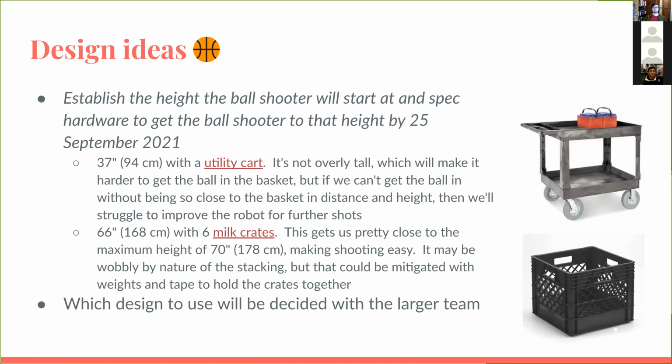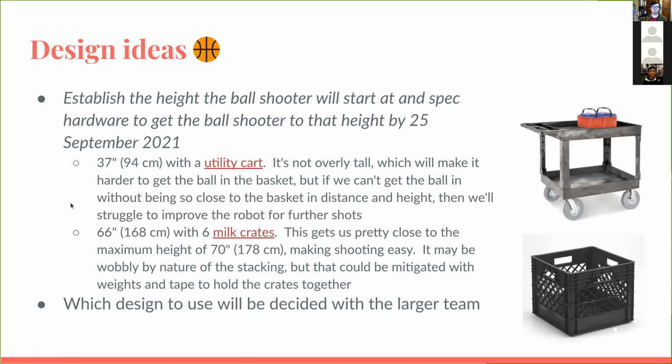All right. We also need to establish how high the robot should be shooting from. Is it shooting from 7 feet in the air, or is it shooting from the ground? This is a salient choice. And here there are 2 design proposals. One is to use a utility cart, like you see on the middle right here.